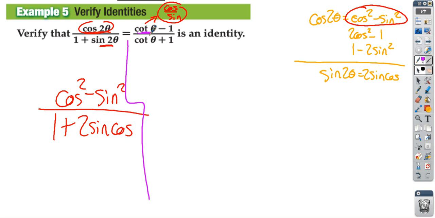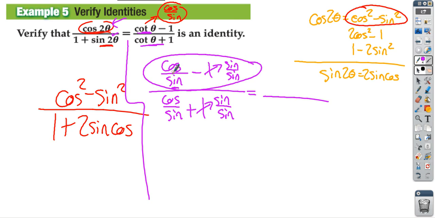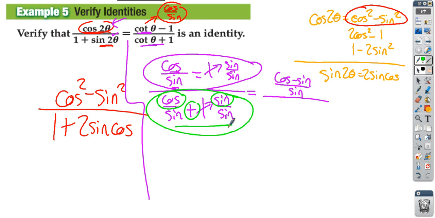This one right here, we know that we're supposed to end up with sines and cosines. So let's change cotan into what it is. Cotan is cosine over sine. So that's the top, and then this one would be cosine over sine plus 1. Now we have fractions, so we can change this into a common denominator. 1 is the same as sine over sine, and down here the same thing. Now if we add these together, we would have cosine minus sine over sine on the top. And then I'll use a different color so we can see this. This one right here, we have cosine plus sine over a common denominator of sine, so cosine plus sine over sine.